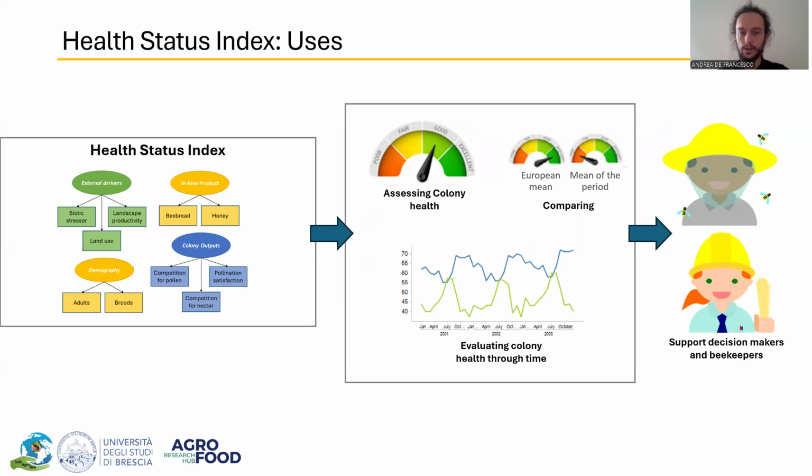By summarizing all of these variables, the Health Status Index could help beekeepers assess the overall health of individual colonies and compare them with others. It could also track the health of a colony over time, allowing for early detection of problems and enabling timely intervention before major issues arise.